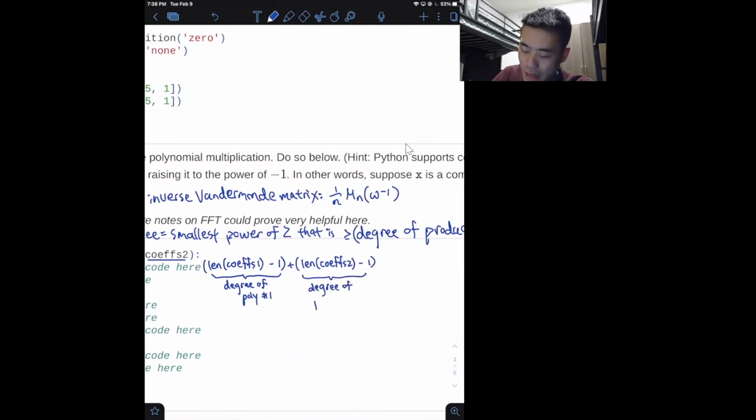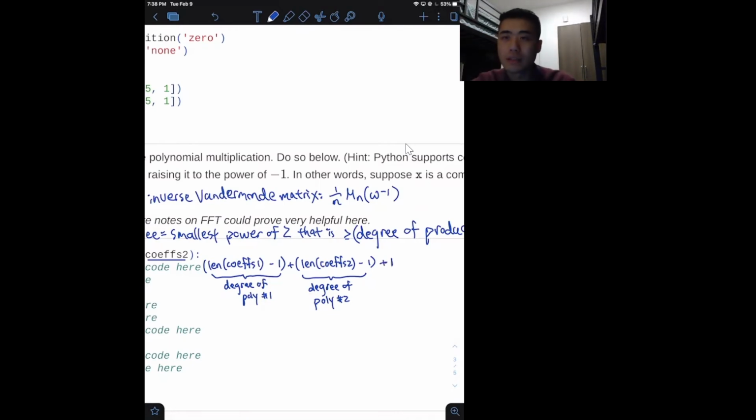Okay. And normally, remember when we do polynomial multiplication, the degree of the product polynomial is simply the sum of the degrees of the input polynomials, right? For example, x squared times x cubed is x to the fifth. You just add the exponents, right? So the degree of the product polynomial here is also simply the degree of polynomial 1 plus the degree of polynomial 2. But I need to add an extra plus 1 over here.